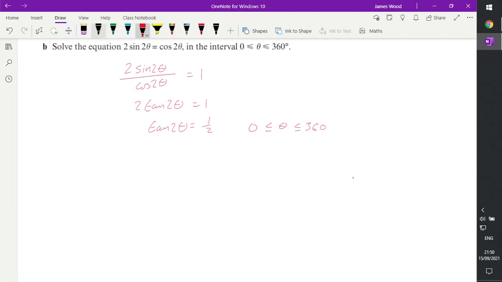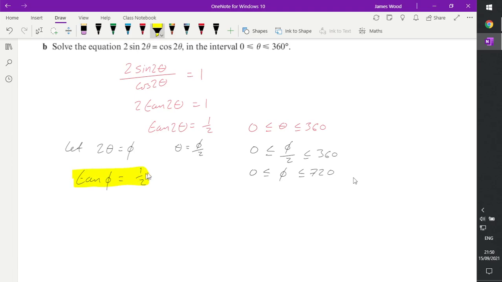Now I'm going to make a substitution. I'm going to let 2θ equal φ. So my new question is tan φ = 1/2. I need to change my limits as well. So θ is φ over 2, and I can swap that in instead of θ. Times it all by 2, so I have 720. So then this is my new question: tan φ = 1/2. Solve that between 0 and 720.